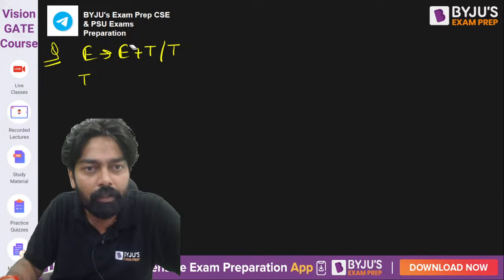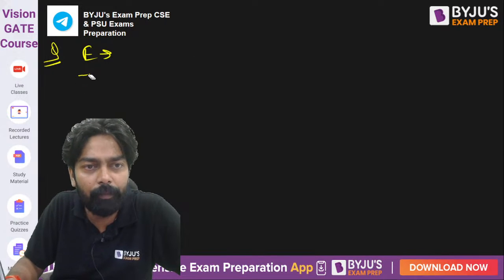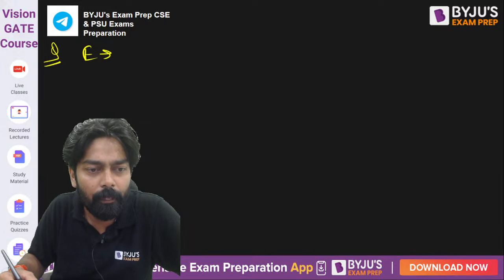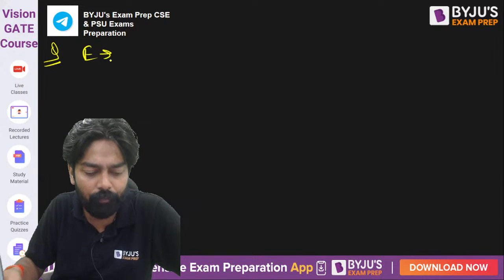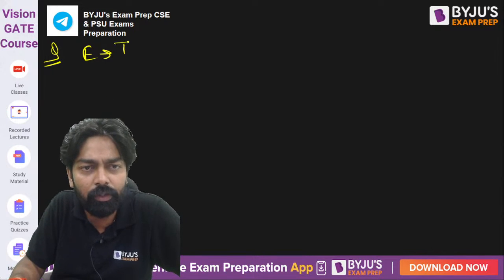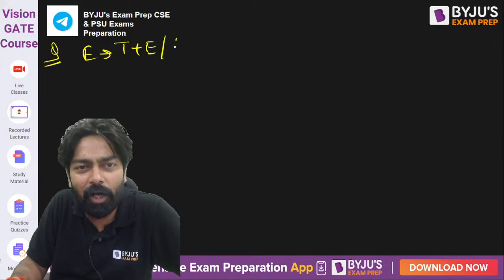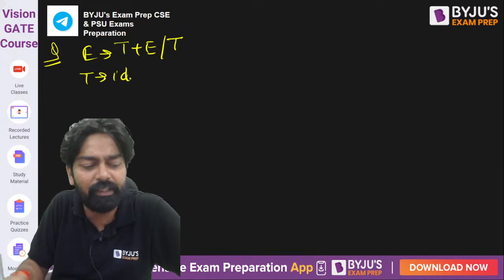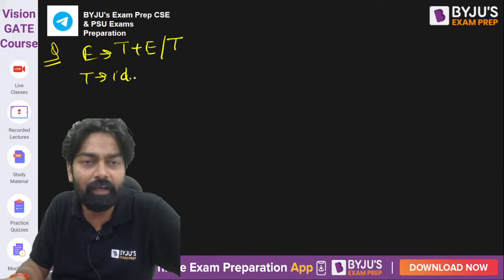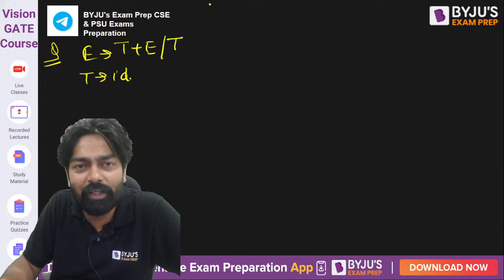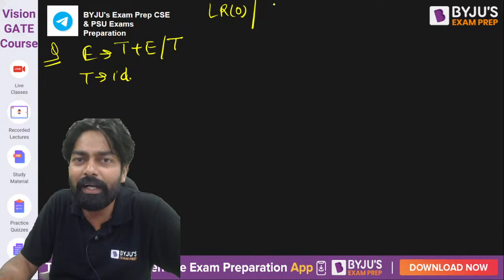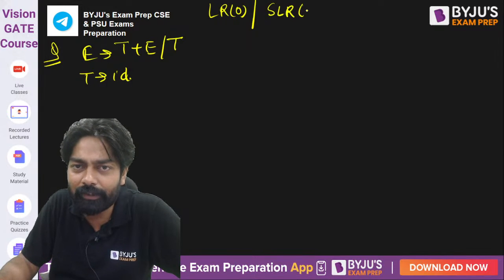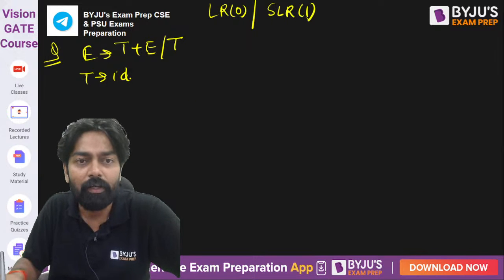Let me write this grammar, and thereafter we will solve the problem. E goes to T plus E or T, and T goes to ID, my dear friend. Can you please tell me, is it LR0 or not? Or is it SLR1 or not? Fine, I am asking you. Please tell me. So I am solving this question.